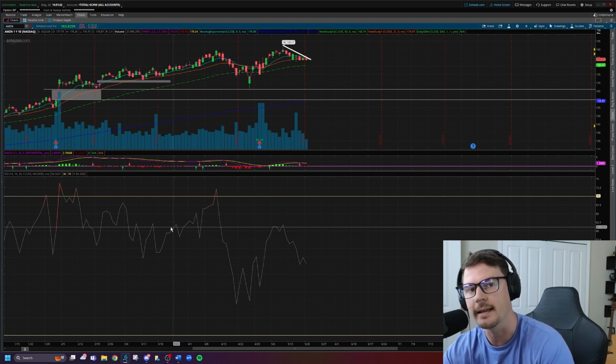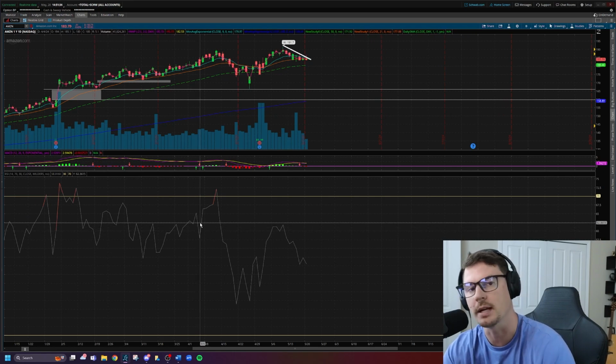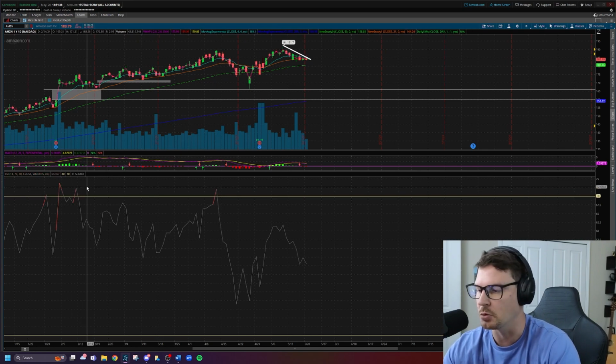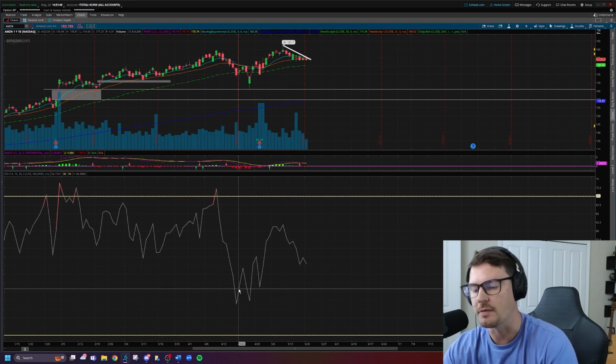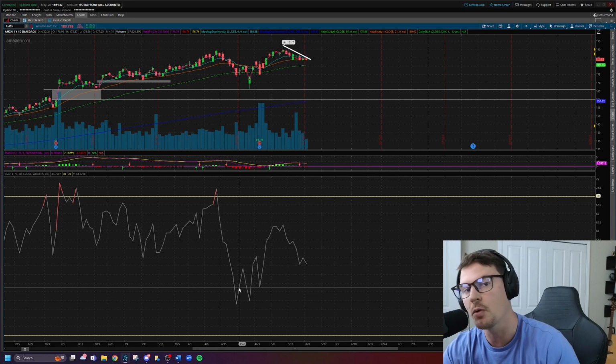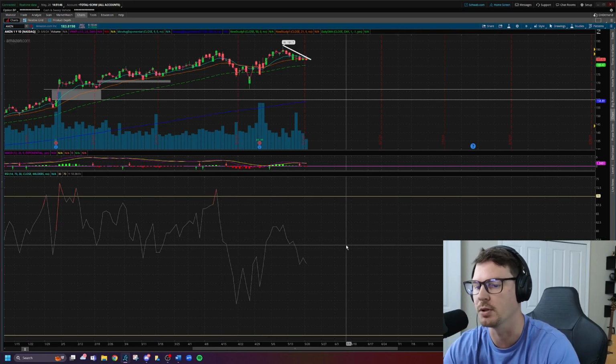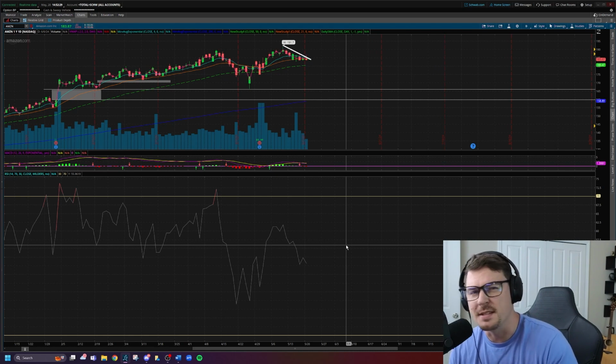So the idea is that when the RSI line is trading above 70, then the stock is overbought and it will show up as red. Or if the RSI is trading below 30, then the stock is oversold and the RSI will show up as blue. It's really important to keep in mind that this is a technical indicator.